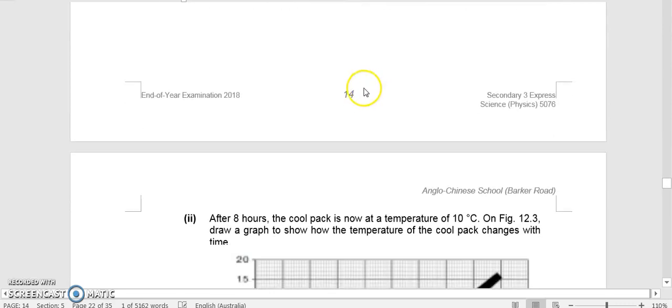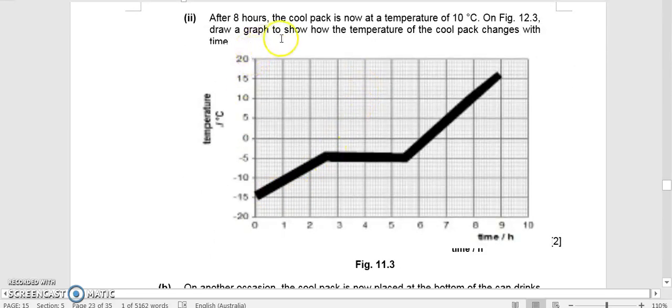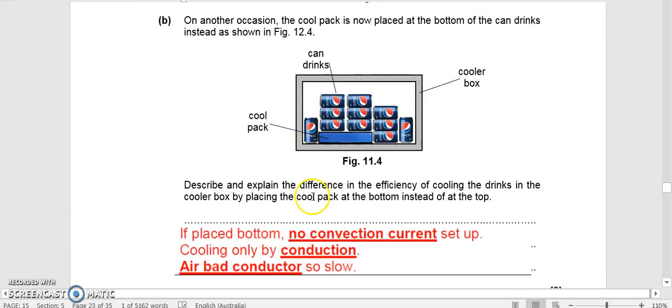That's it. So this one, after 8 hours, temperature is now 10 degrees Celsius. So how do we draw that? It actually increases the temperature. This is changing state to liquid, from solid to liquid for the ice pack, and after that it moves up. If I place my ice pack at the bottom, what's going to happen? So placed at the bottom, no convection current.